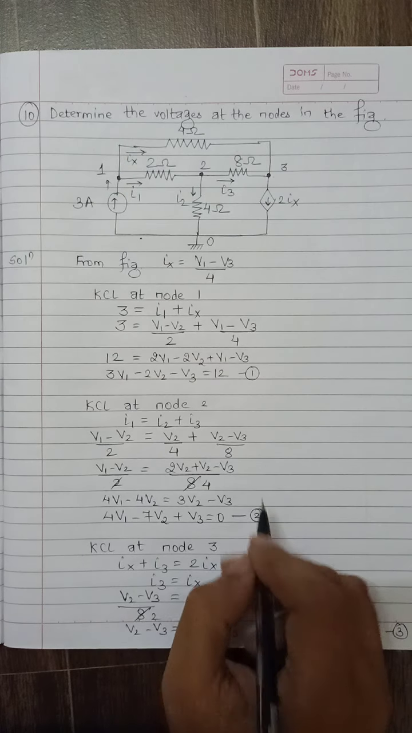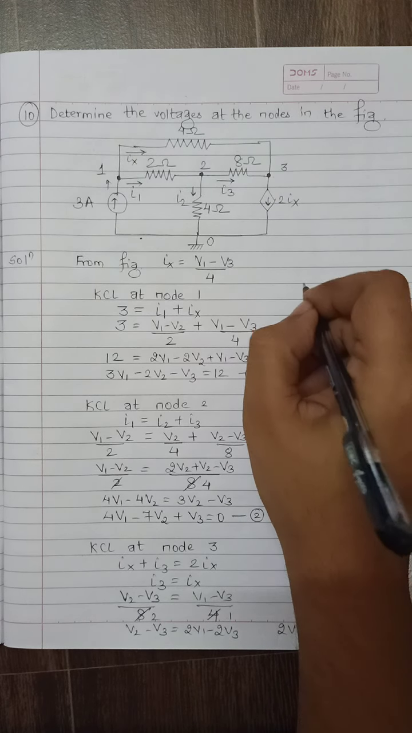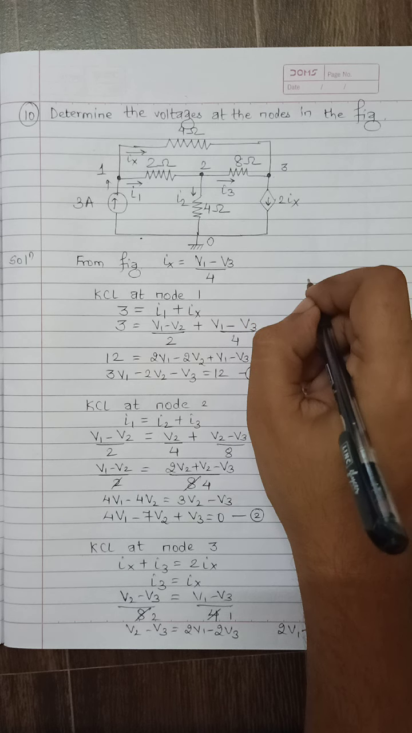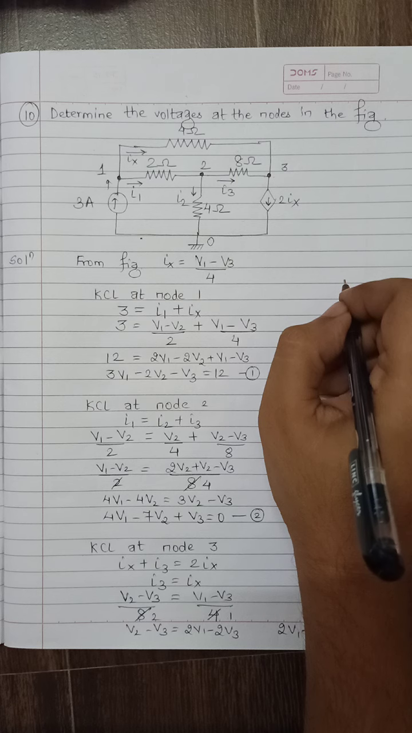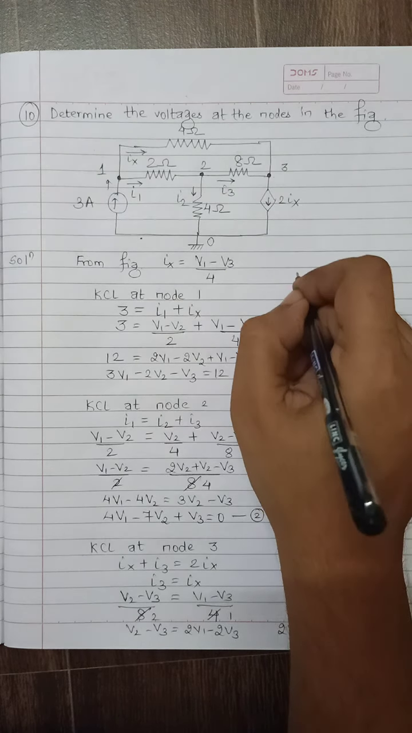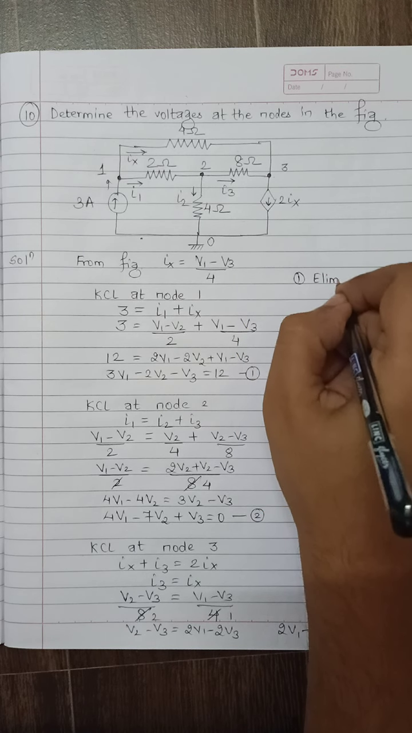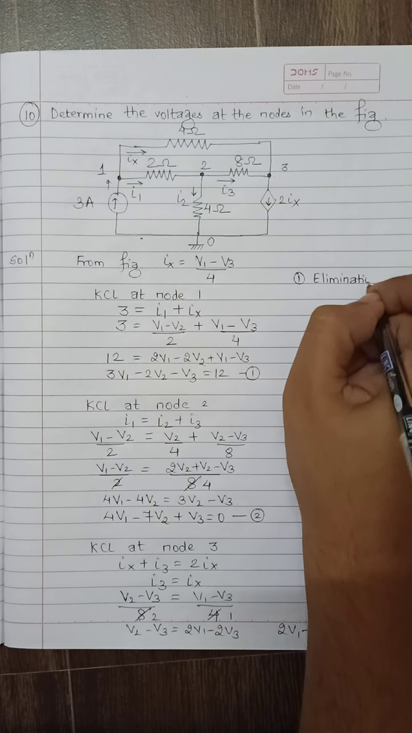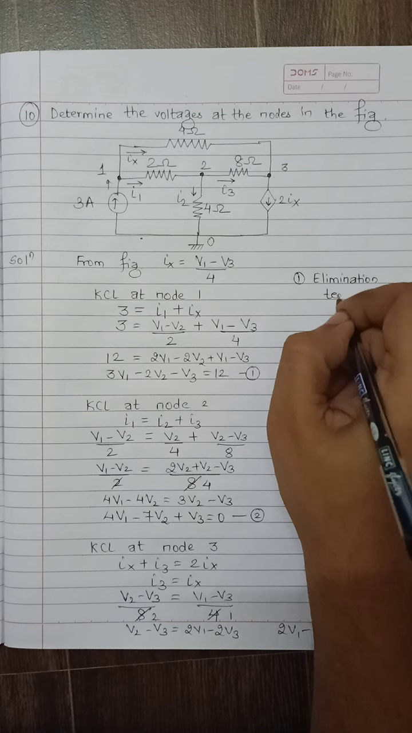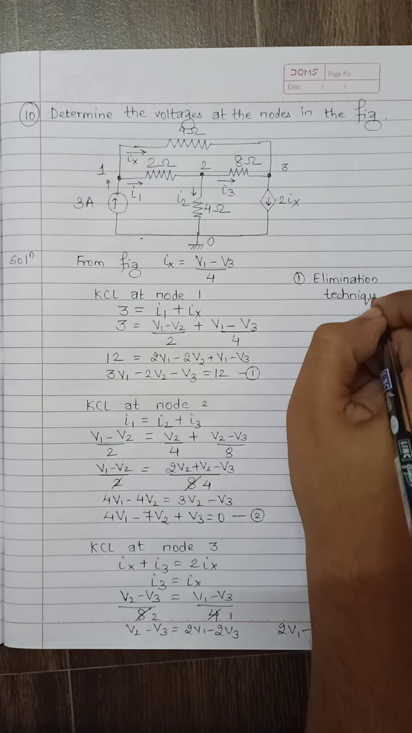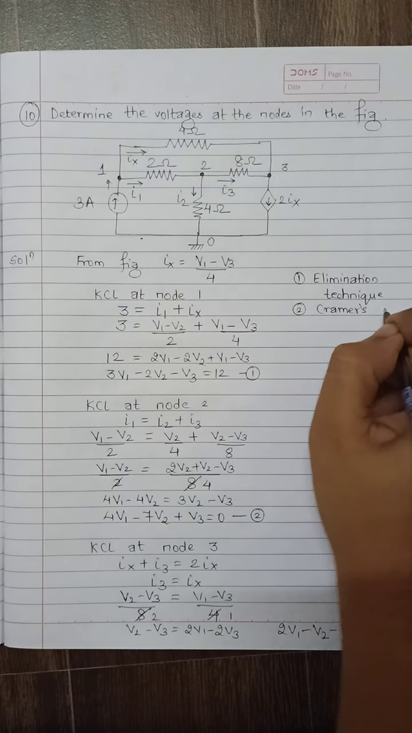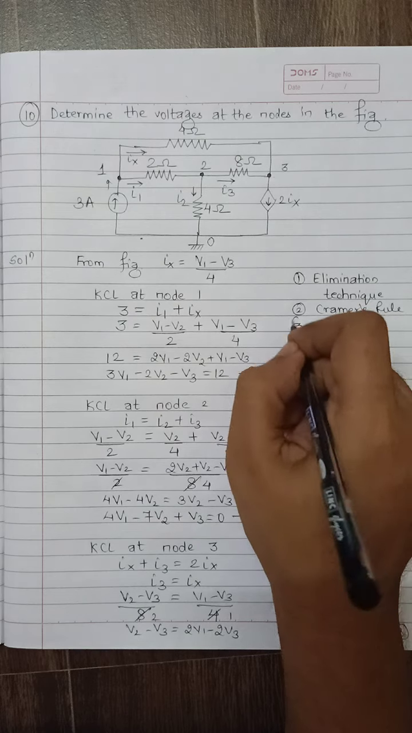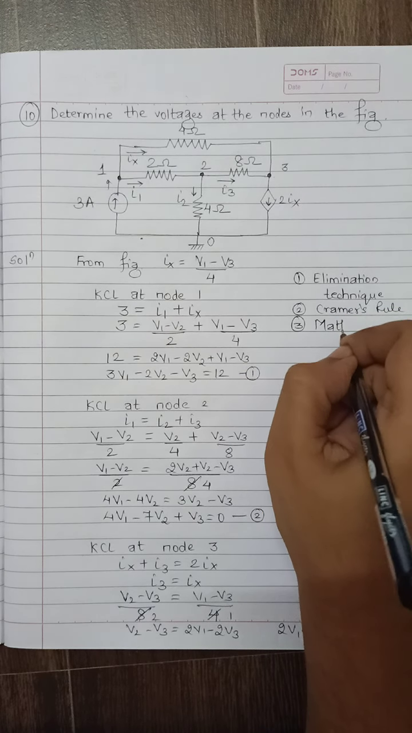There are multiple ways of solving these three equations. You can solve them simultaneously, or you can solve by the elimination technique, eliminating the variables, or you can solve by Cramer's rule, or you can solve by MATLAB. So these are three ways of solving this equation.